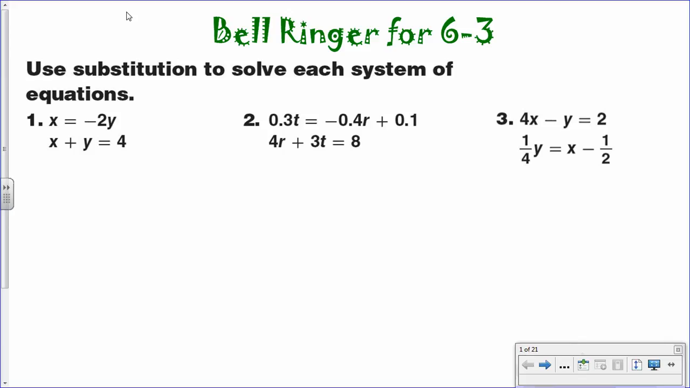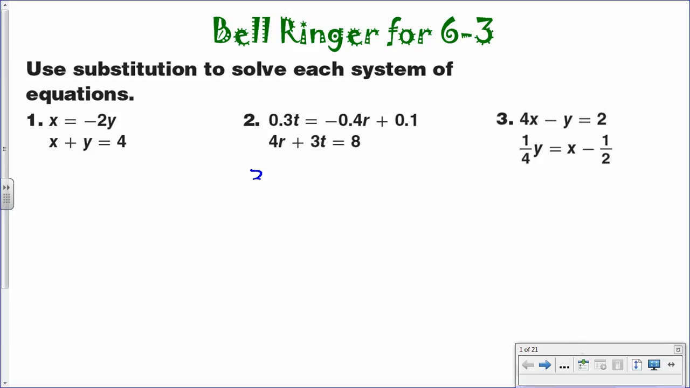Okay. Number one's pretty easy. Number two. What can I do with number two? Can I modify one of the equations before I even get started? How though? How would I change the decimals to fractions? Oh, wait. Yeah, before we do that though.